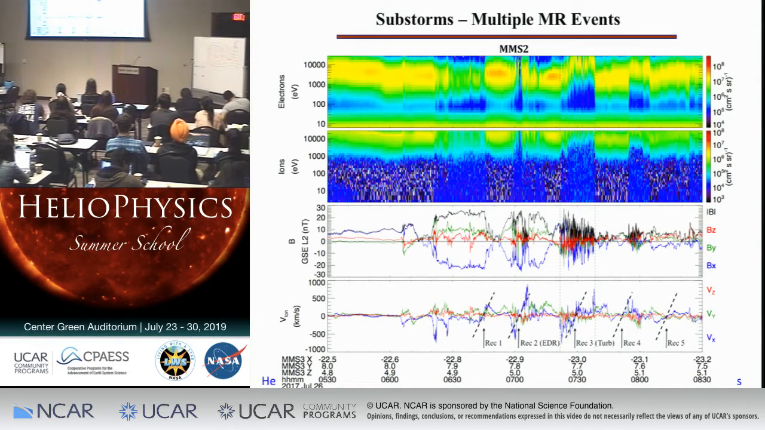crossings where Vx goes from negative to positive, negative positive. I'm not showing B because it's much harder to show here. Negative to positive, negative to positive, negative to positive. We have 5 reconnection events going on here. You see that? This is known as a substorm. One reconnection event is kind of nice, but they come in bundles. Okay? So you get that one reconnection event, but it happens over and over and over again.